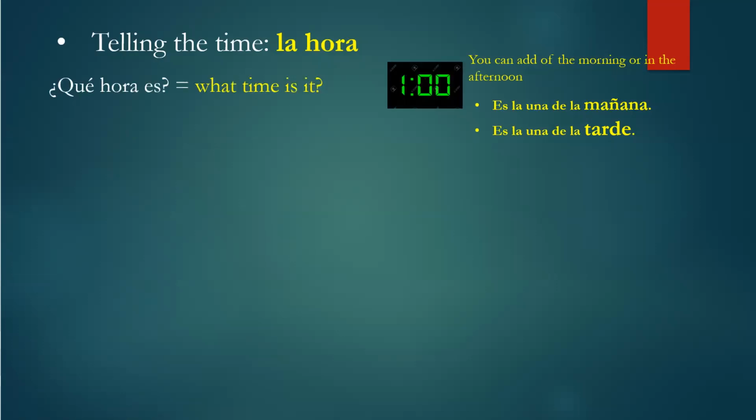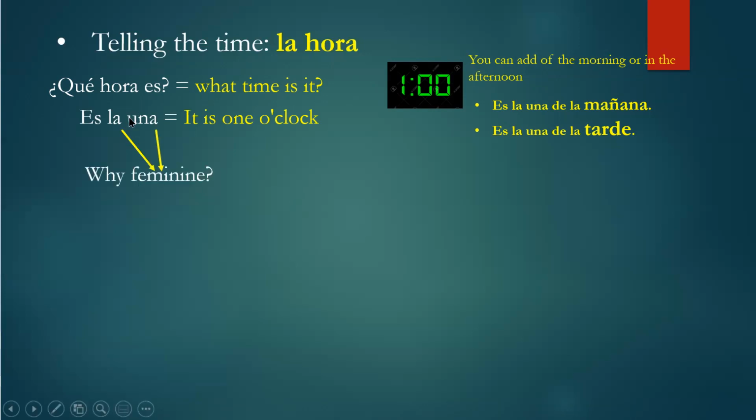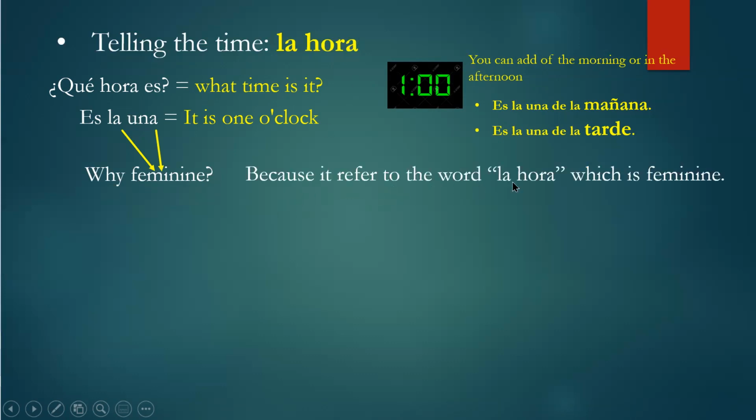So we have one time here. Let's see how we're going to say that. We say es la una. So it's 1 o'clock. We don't know if it's in the morning, at noon, or somewhere in the night, but for the time being, you will say es la una. Now, this is feminine because it refers to the word la hora, which is feminine. And this is the only time you're going to find it in the singular. You will see that this changes if we have another time.